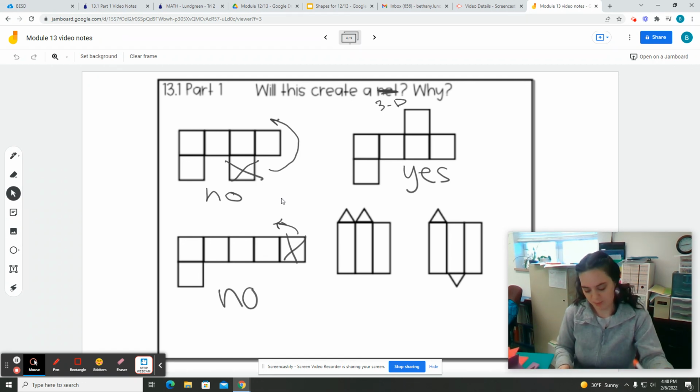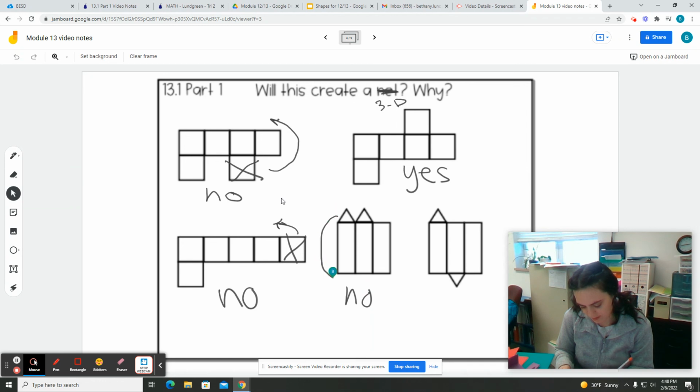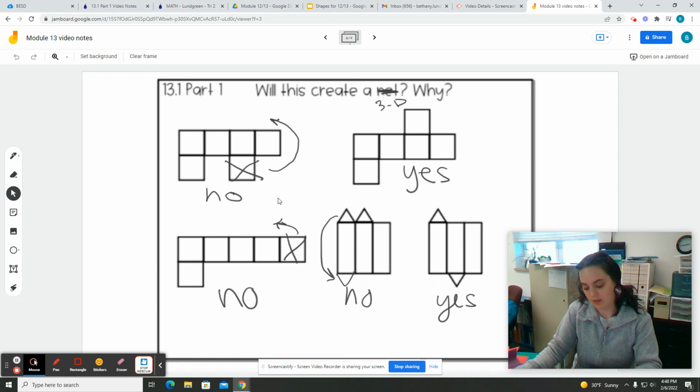So that would mean that the first one is no, we have to have that one on the bottom. And then that second one would be yes, because there is one on the top and one on the bottom.